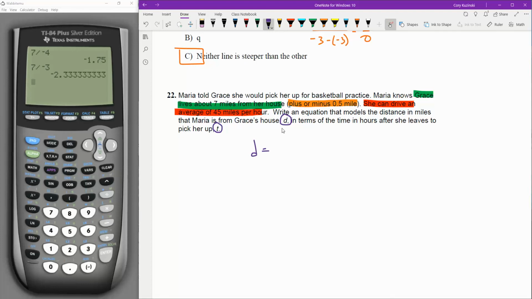All right, so we're going to do 7 plus or minus 0.5. And then you got to remember that we are getting closer to the destination, so we're subtracting 45 miles every hour. So minus 45 times T. There's our equation. So, all right, that'll get the job done.